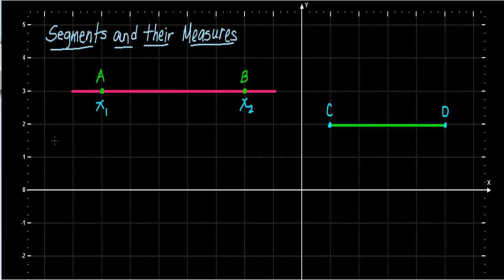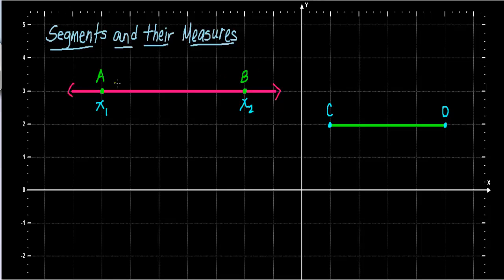We are back with section 1.5, segments and their measures. Notice here I have a line. I forgot to put in my arrowheads, but this is a line. And on this line, I've identified 2 points, points A and B.